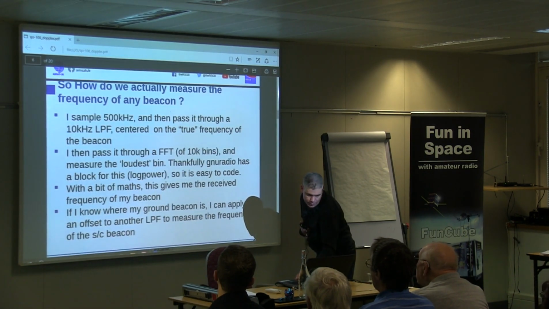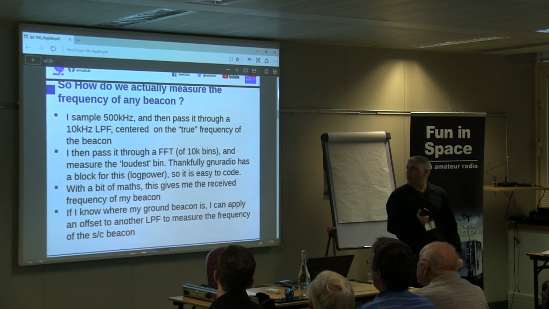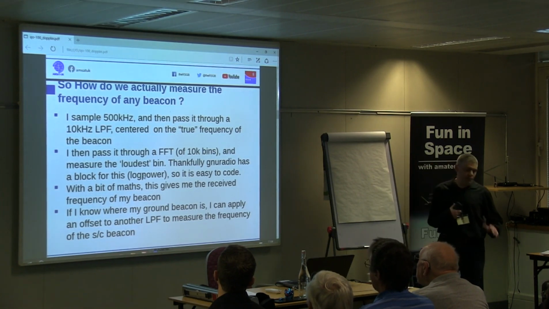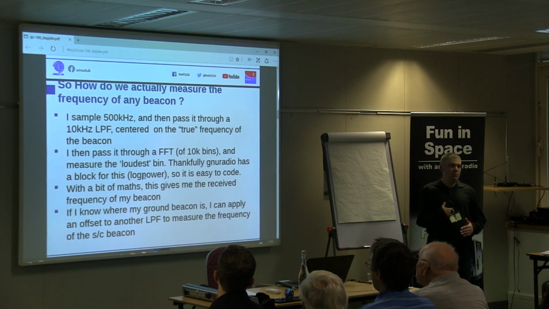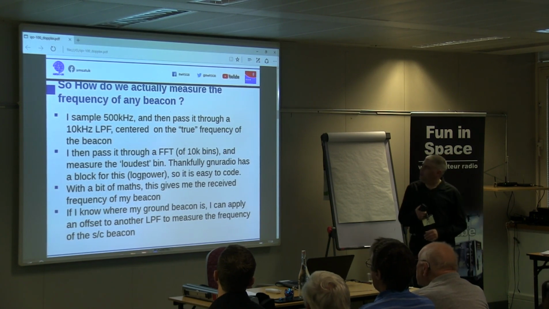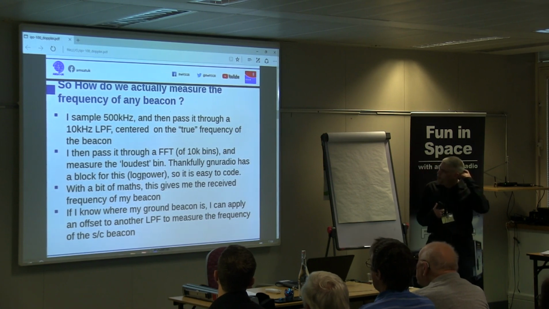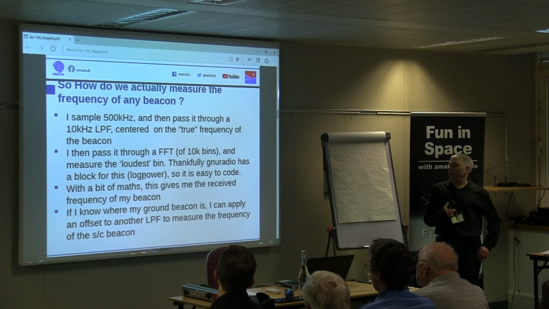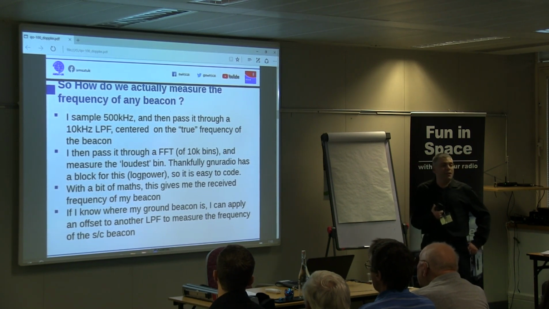So, the next thing I'm going to talk about is how I actually measure the frequency of any particular beacon. Yeah, I'll come onto more details of the whole solution in a minute. But how do we actually measure it? I actually sample 500 kilohertz. I then pass that through a 10 kilohertz low pass filter centered on the true frequency of the beacon. I pass it through an FFT of 10,000 bins and then measure the loudest bin. The more awake ones of you will notice the relationship between 10k bins and 10 kilohertz. It gives me 1 hertz resolution.